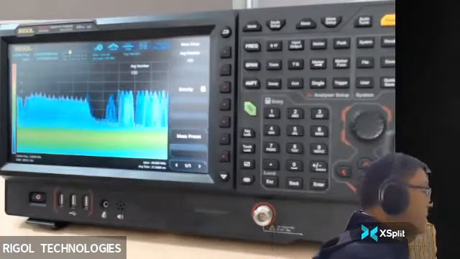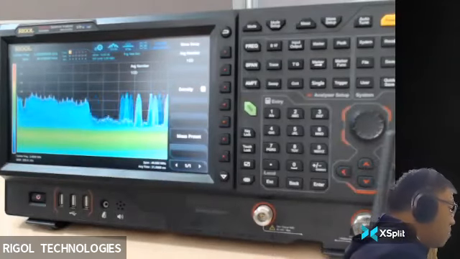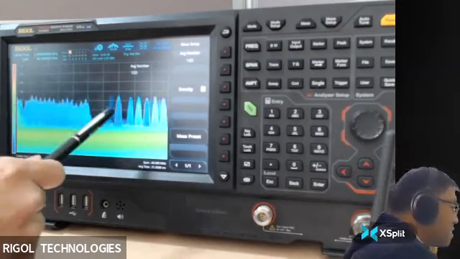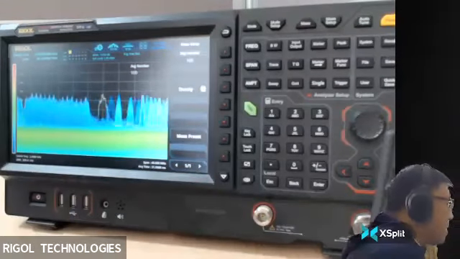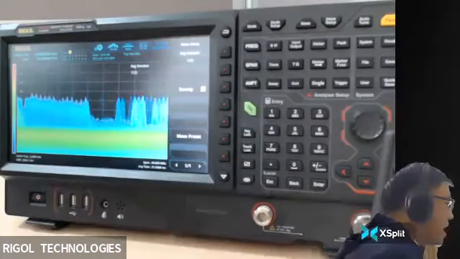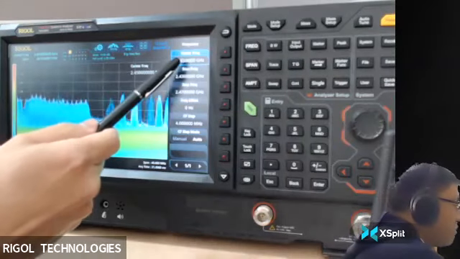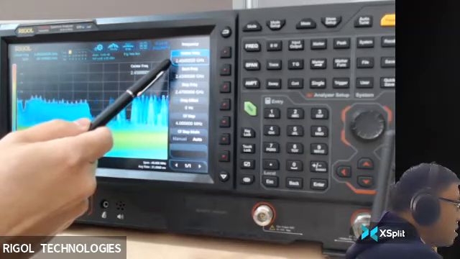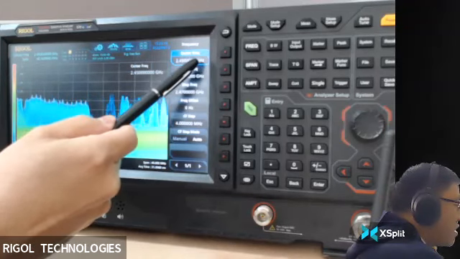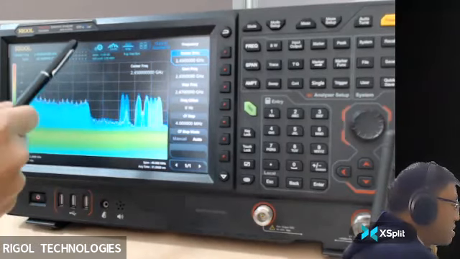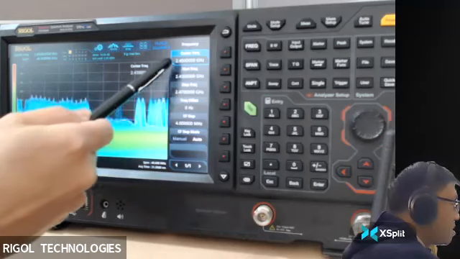So we can see this is the signal hopping on the display. We can press the frequency, and you can see the center frequency we can set at 2.45 gigahertz on the display. That means the center frequency we will set at this point.